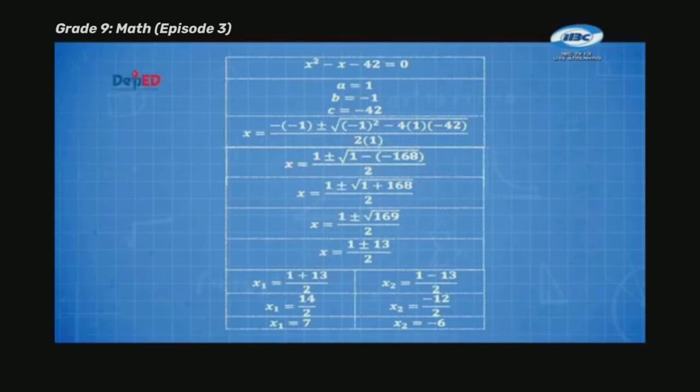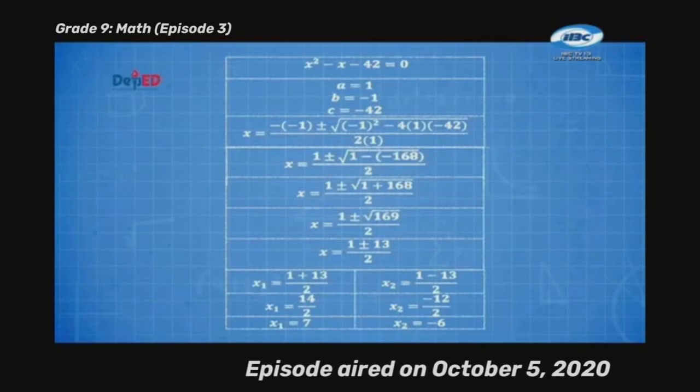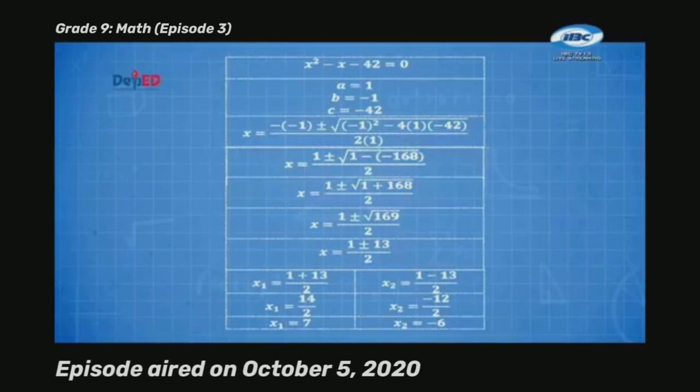And we're done. We have just solved for the value of x. We see that the roots of the equation are not equal either, but they are also rational.